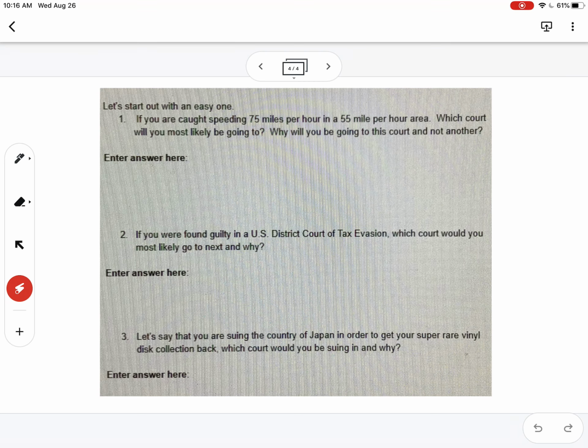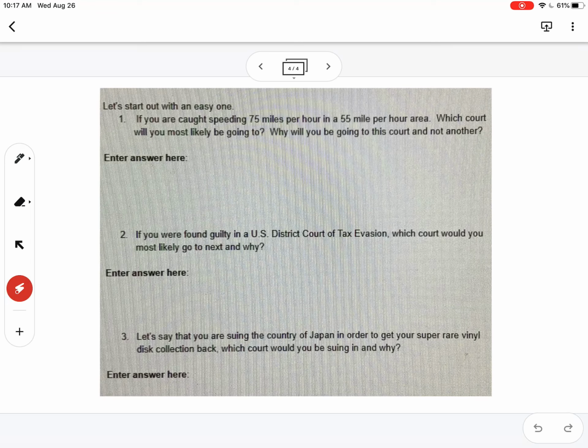Now, let's talk about a few different kinds of cases and where they might go. So let's start out with an easy one. If you're caught speeding, going 75 miles per hour in a 55 mile per hour area, which court will you most likely go to? And why will you be going to this court and not another?